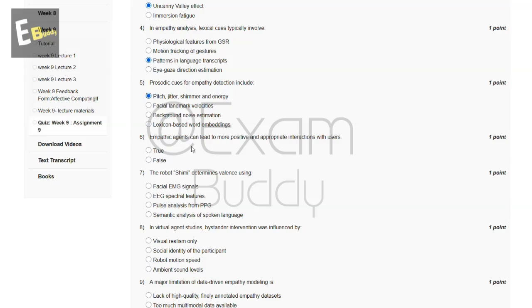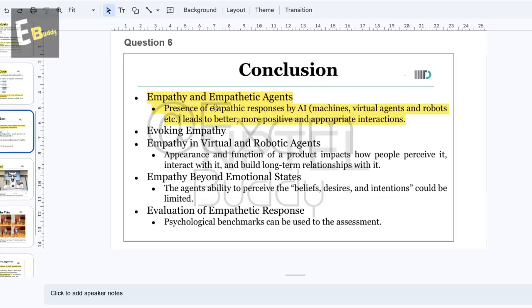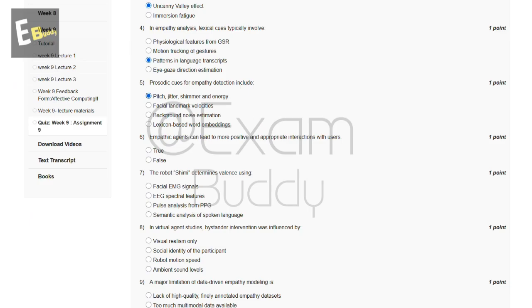Empathic agents can lead to more positive and appropriate interactions with users. True or false? So let's check the explanation. So explanation says empathy and empathetic agent. Presence of empathetic responses by AI, machines, virtual agents, and robots, etc. leads to better, more positive, and appropriate interaction. So the answer of our sixth question is A. True. And now let's go to our question number 7.